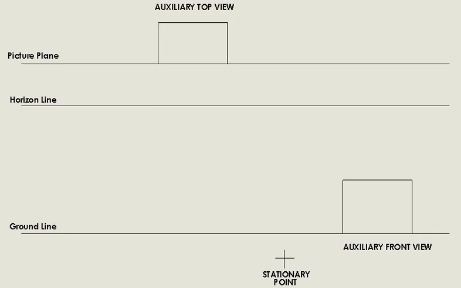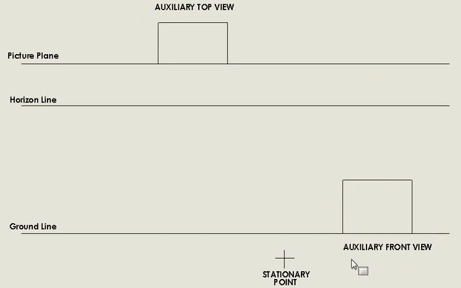Hi there guys, we are back with 1 point perspective, and what I want us to straight away start looking at is the picture plane, the horizon line and the ground line. Those labels are representing these lines that you see over here, here and here. We've also been given two views, the auxiliary top view and the auxiliary front view.